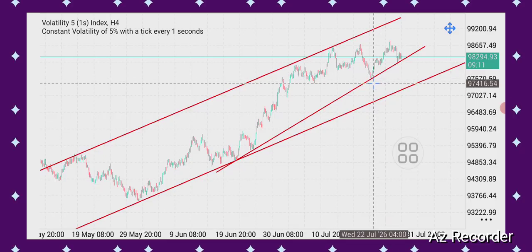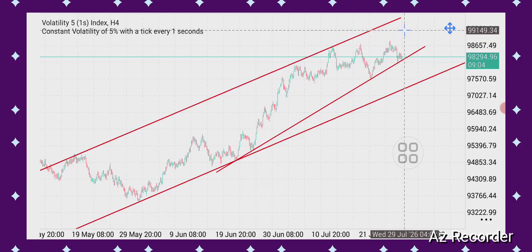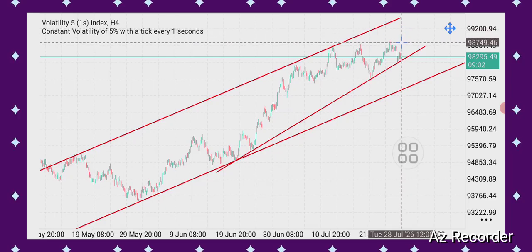So if we were to analyze this trade, we could have bought here, put our stop loss somewhere here, and put our take profit around here. A risk reward of 1:3, which is so good when you're trading these volatility indices.